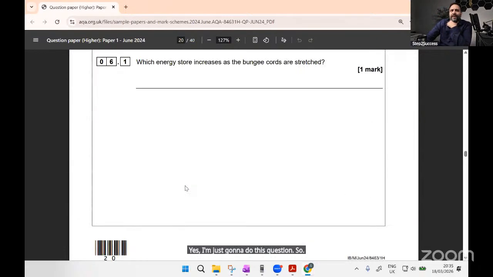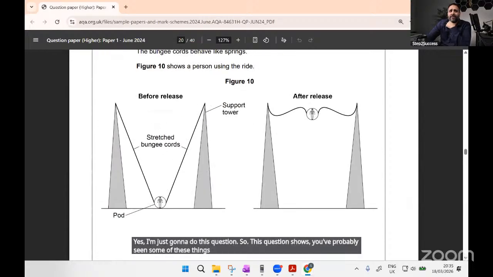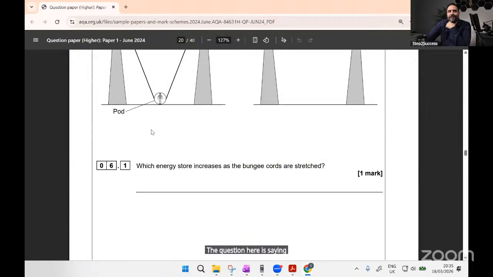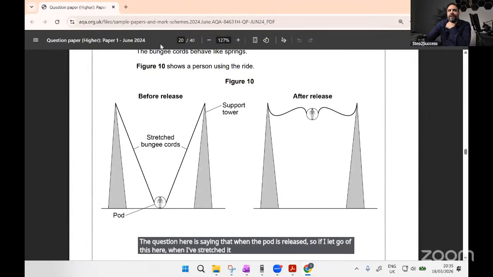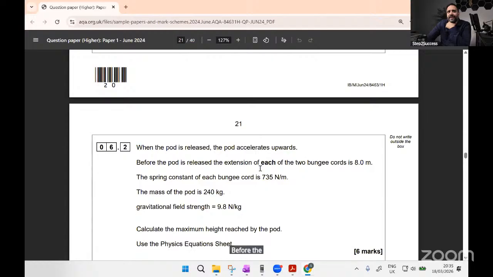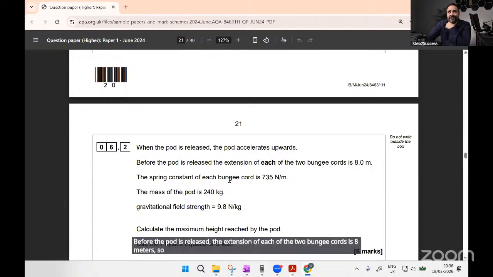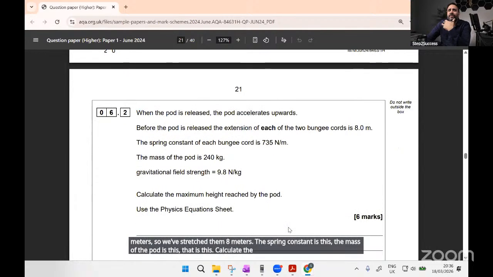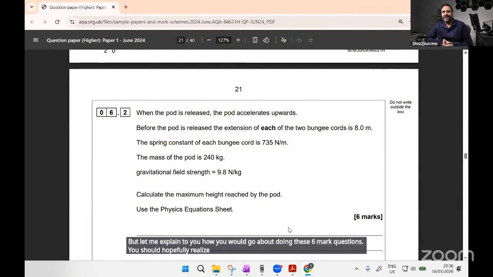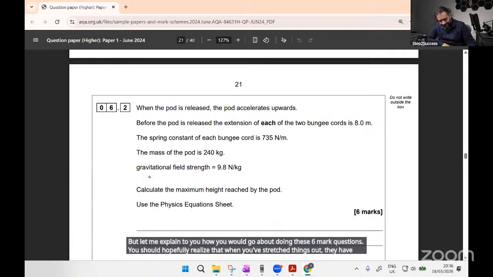So, this question shows you've probably seen some of these things where you can sort of get in a pod and then it stretches you down and then lets go of you and you fly up. That's the kind of thing that happens here. The question is saying that when the pod is released, so if I let go of this here, when I've stretched it all out, it will fly up there and it will accelerate upwards. Before the pod is released, the extension of each of the two bungee cords is 8 meters, so we stretch them 8 meters. The spring constant is this, the mass of the pod is this, calculate the height. So there's a lot of information here, right? Loads of information. But let me explain to you how you would go about doing these 6 mark questions. You should hopefully realize that when you stretch things out, they have what's called elastic potential energy.